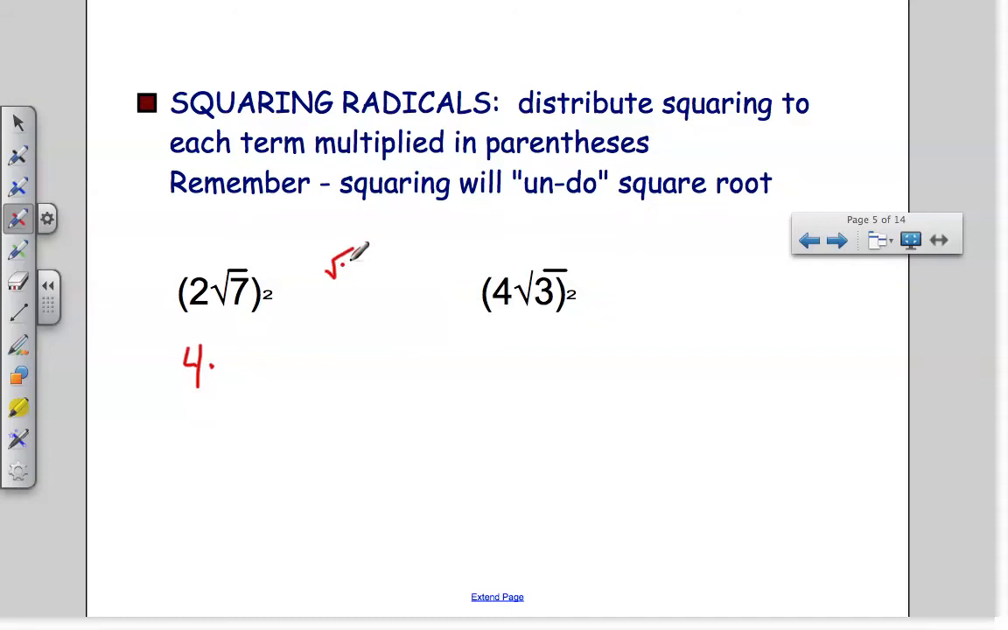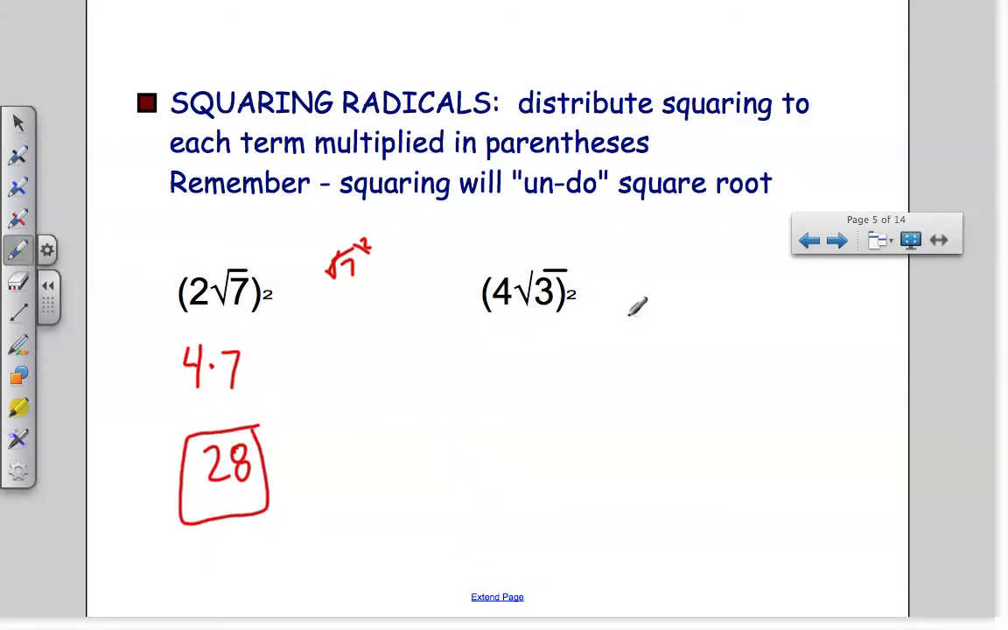Well, think about that. Square root of 7 squared. Square root and square undo each other. Okay, they cancel each other out. Square root of 7 squared is 7. So the 2 I really did have to square, it's 4. Square root of 7 squared just undid or canceled out the square root. So really 4 times 7, or 28.